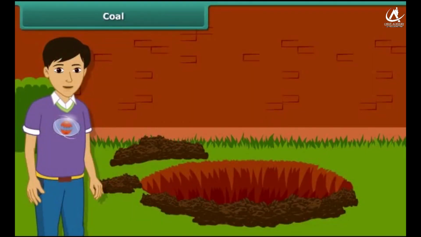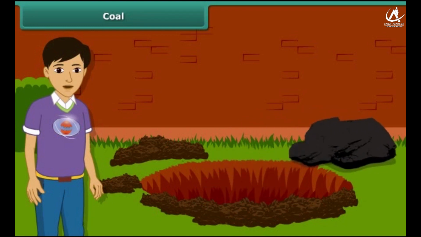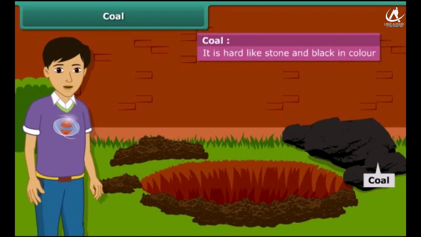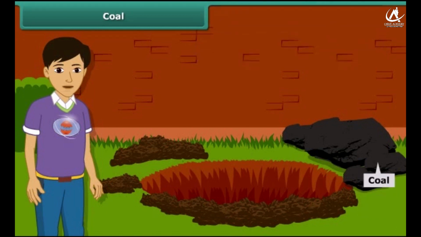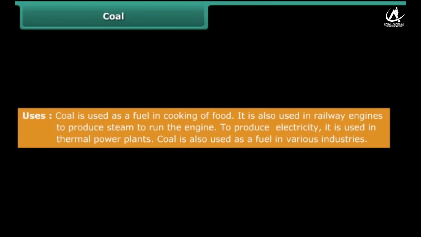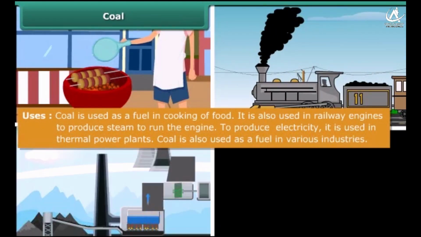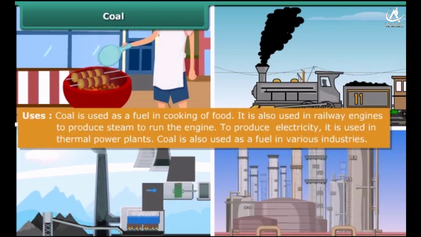Hey, now let us know about these fossil fuels in detail. Let us start with coal. You may have seen coal in your surroundings. It is hard and black in color. Coal is used for a variety of purposes such as cooking food, running railway engines, thermal plants and various industries.